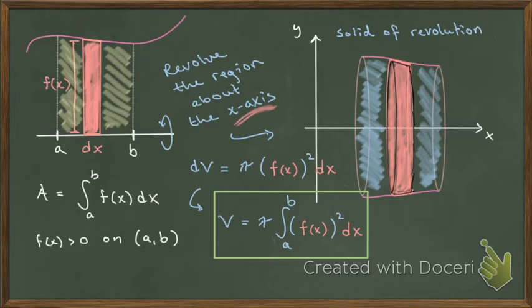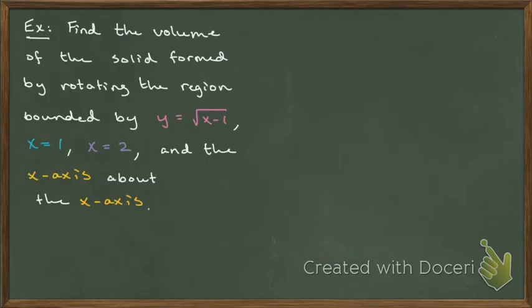Okay, so that's important. I need you to be able to adjust if we're rotating around some other axis. But in general, that's what the formula looks like. I'm going to try to use that to go through another example here, and then I want to change things a little bit and work on something a little bit more complicated involving this disk method. Okay, so here's my first example.